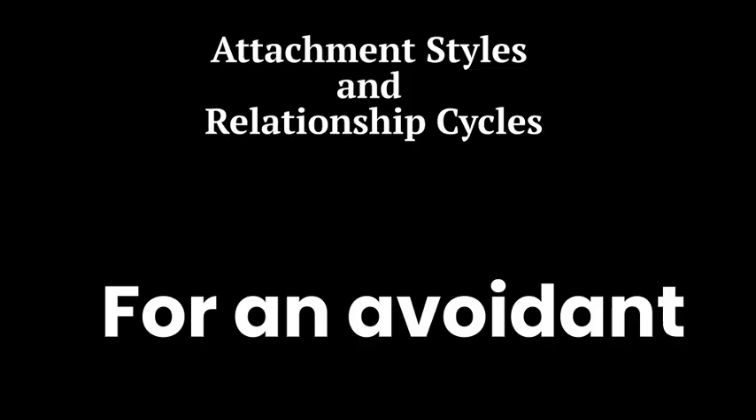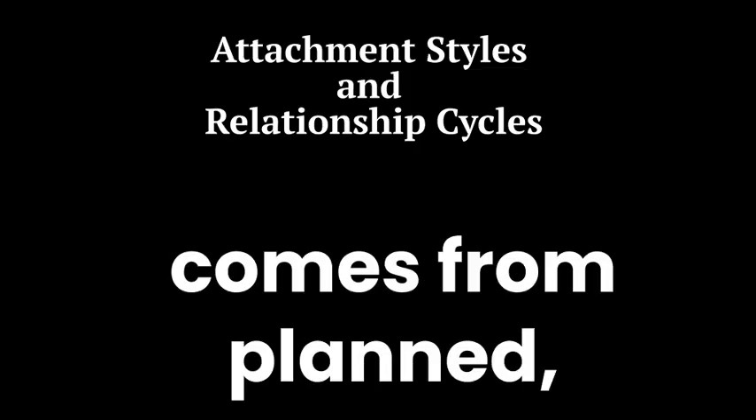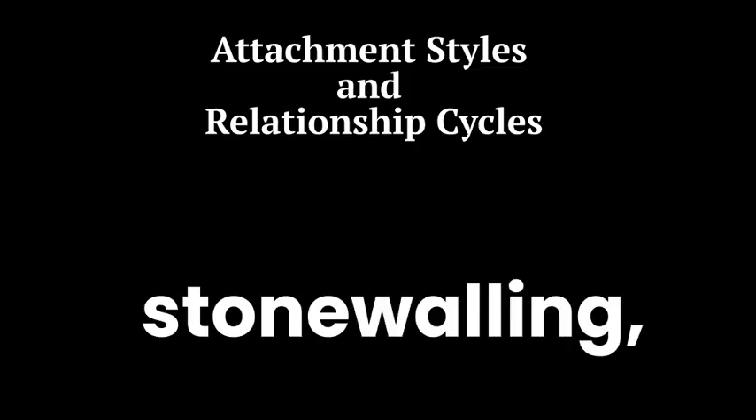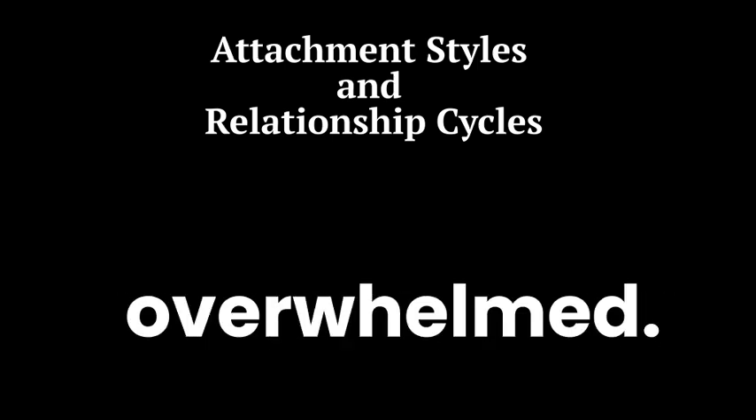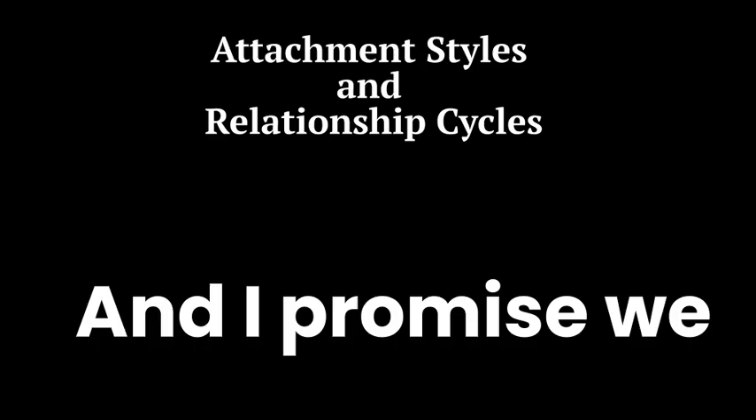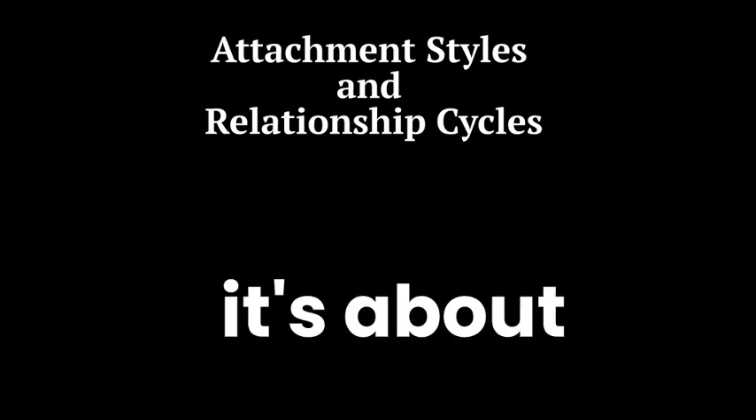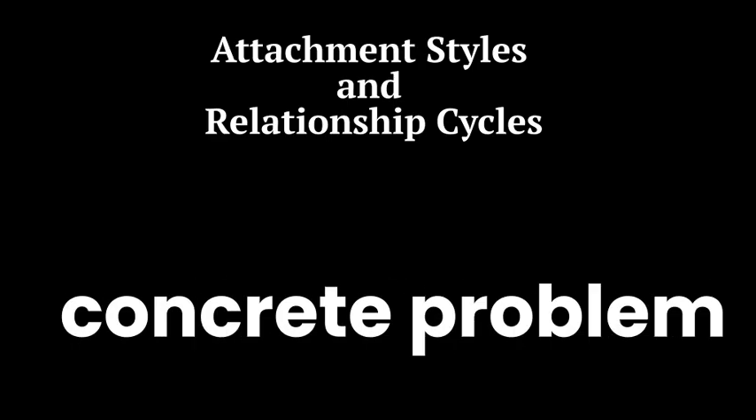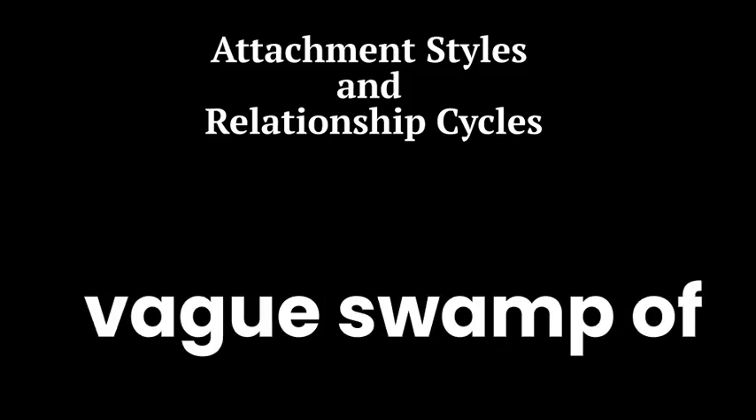Right. For an avoidant partner, security comes from planned, regulated space. Not just stonewalling, but saying, I am overwhelmed. I need 20 minutes, and I promise we will talk about this at 7 p.m. So it's about structure and predictability. And concrete problem definitions, not a vague swamp of feelings.